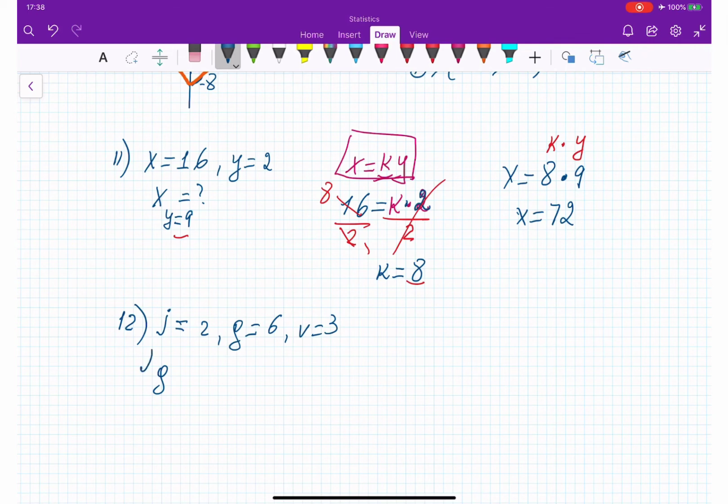Now this time we need to find J when G is equal to 10 and V is equal to 11. So one more time. Suppose that J varies jointly with G and V. J is equal to 2 when G is equal to 6 and V is equal to 3. How much will J be when G is equal to 10 and V is equal to 11?